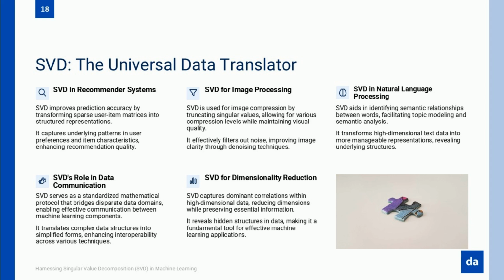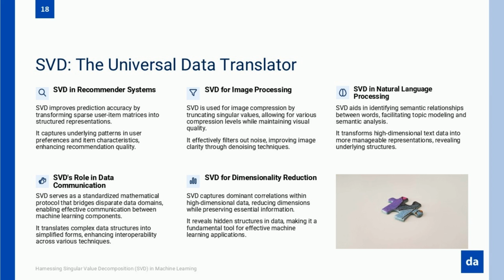SVD's role as a data translator becomes especially valuable when we consider how it enables communication between different stages of machine learning pipelines. Raw data enters the system in high-dimensional, often chaotic forms: pixels, text tokens, sensor readings. Models, however, require well-structured, informative features to perform effectively. SVD bridges this gap by capturing dominant correlations within data matrices, functioning as an intermediary that facilitates information flow between pipeline components.